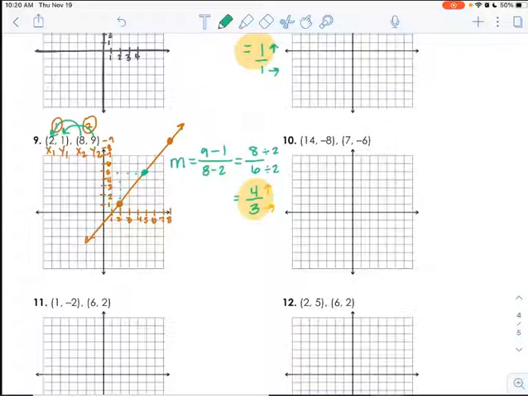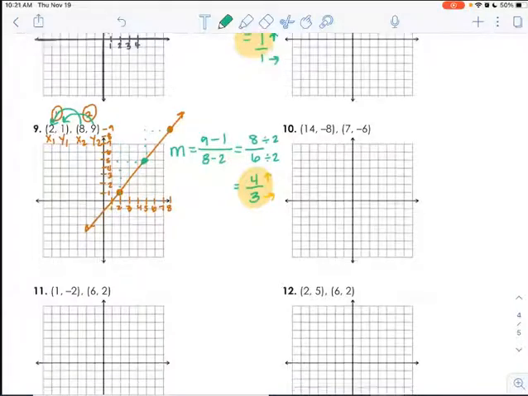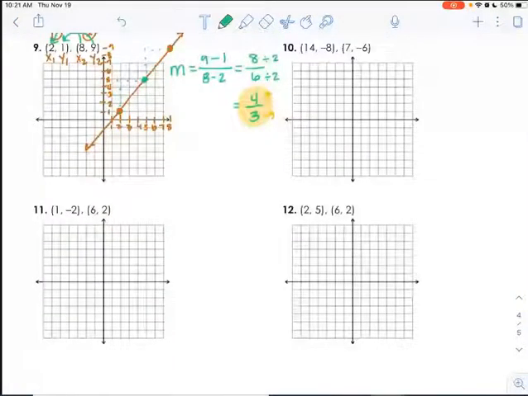And then if we were to go up 4, 1, 2, 3, 4, over 3, 1, 2, 3 again, it would also be a point on this line. And this pattern would continue forever and ever, up 4, over 3, up 4, over 3. As long as we're following that pattern, we will find points on this line. But if you're ready for number 11, you can go ahead and write those points down.